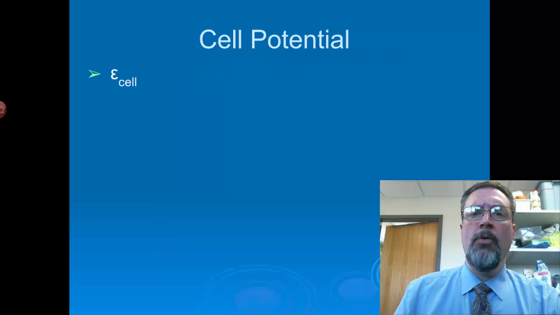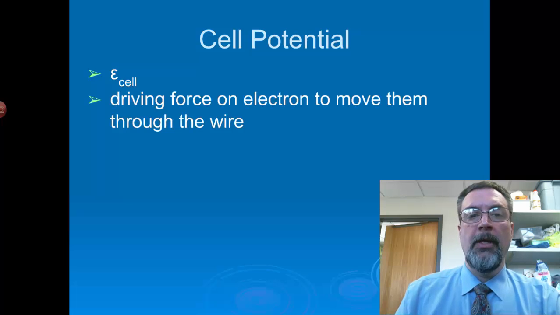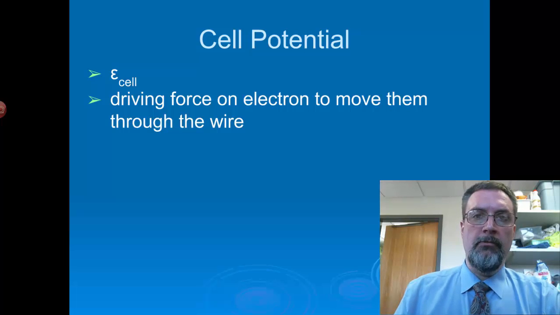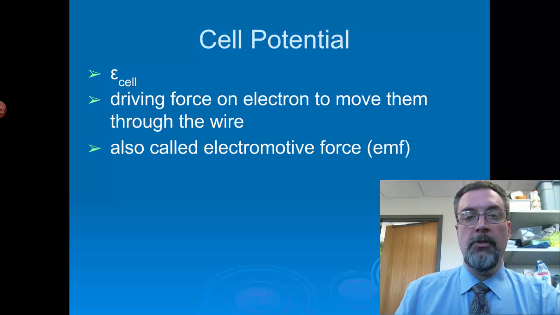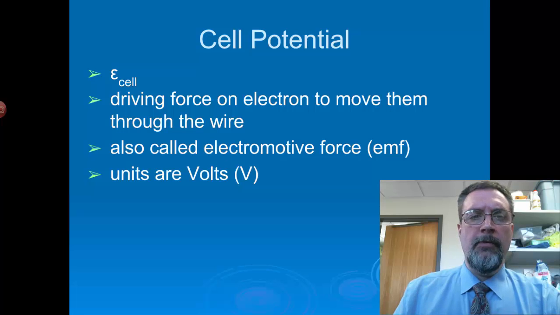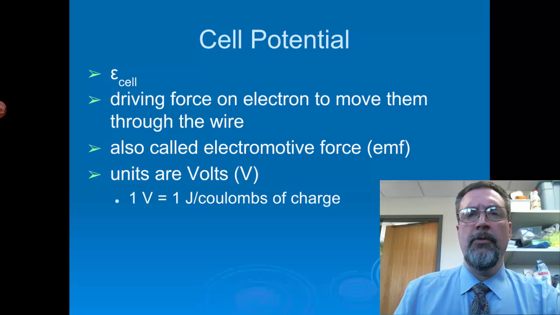Okay. Now we can quantify this a little bit. We have something called cell potential, which is represented by this E cell. And E is related to the electromotive force. It's essentially a driving force on the electrons to move them through the wire. The more the force is, the more electrons you'll be able to move, or the faster they'll be able to move. Okay, so it's called the electromotive force, EMF. The units of E cell are volts, named after Volta, who came up with this concept. A volt is a joule per coulomb of charge. Now we'll talk about what coulombs are in just a minute.